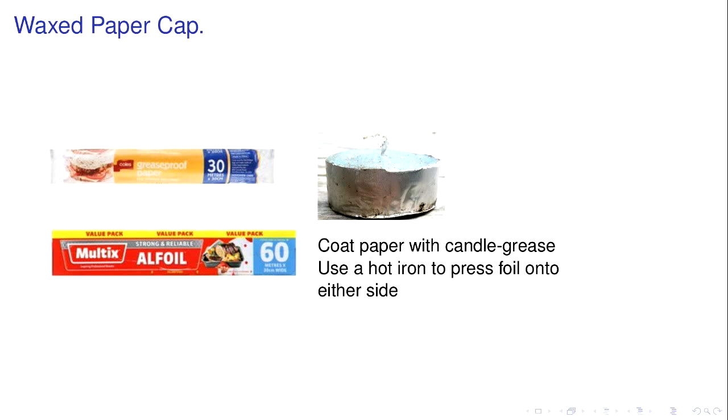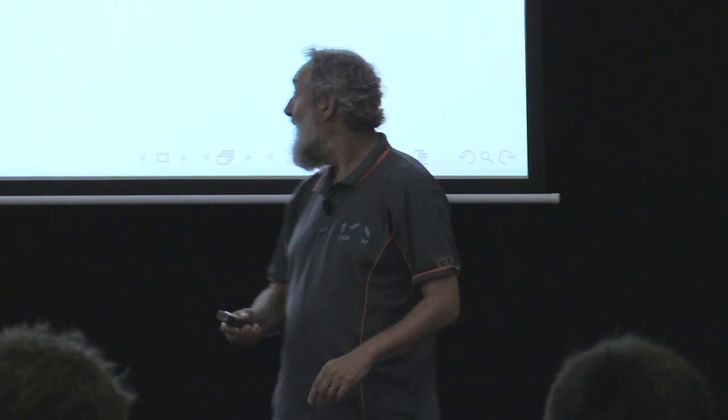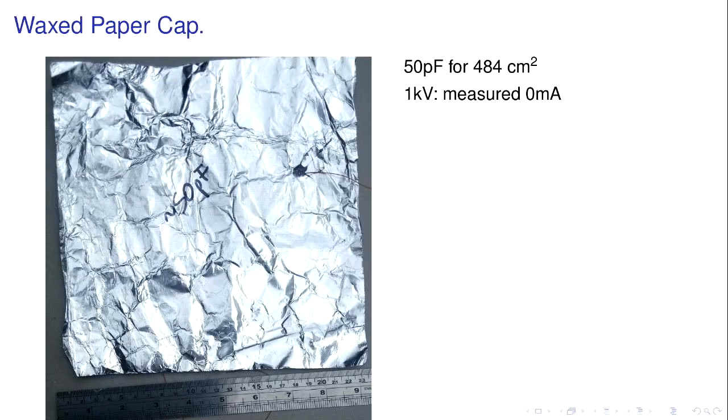Then layer a sheet of aluminium foil either side of the wax paper. Put another bit of greaseproof either side to protect your iron and iron it on a low dry iron. And that will compress it and melt the wax so the aluminium sticks to the wax and the greaseproof. I did this, and I end up with this 50 picofarad capacitor. As you can see, it's about 21 centimeters a side.